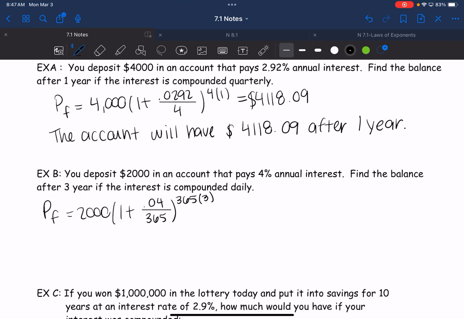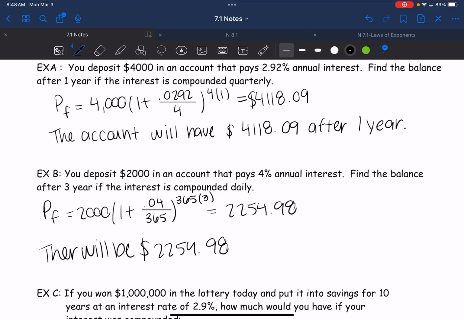So how much money are we going to end up with? $2,254 and 98 cents. Good. So we can say there will be $2,254.98 after 3 years.